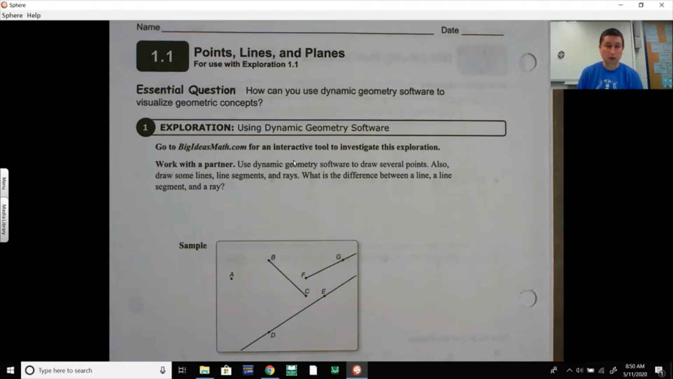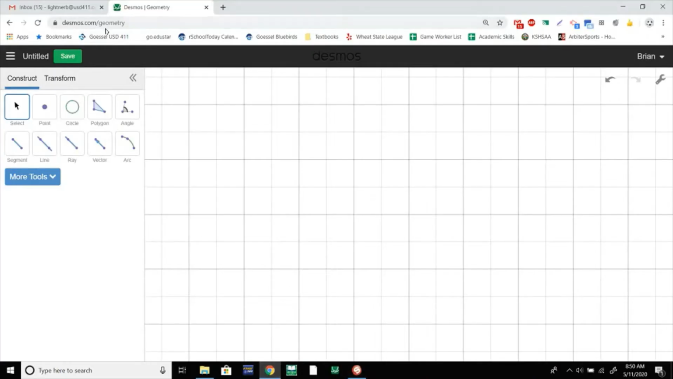One of the websites we'll use throughout the year is desmos.com/geometry. This is a geometry building tool. I'd encourage you to go there and check it out and basically just play around with it. You can log in using your Google school account, so just log in with Google if you're on your Chromebook. Make sure you're using your school account. Over here on the left is where you can make points, lines, polygons, circles, all sorts of different shapes.